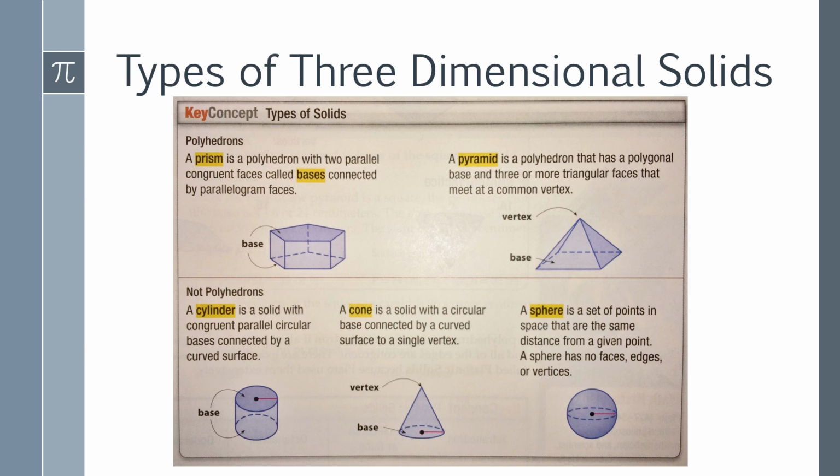Now, we have other types of three-dimensional solids that are not polyhedrons. So a cylinder is a solid with congruent parallel circular bases connected by a curved surface. A cone is a solid with a circular base connected by a curved surface to a single vertex. And then lastly is a sphere. That's basically the set of all points in space that are the same distance from a given point. A sphere has no faces, edges, or vertices.